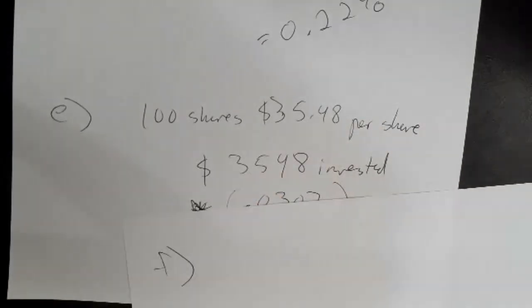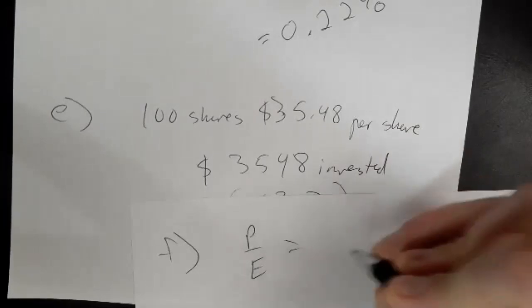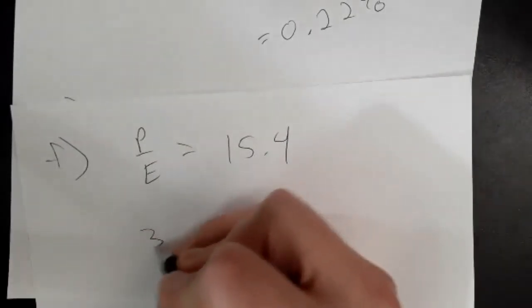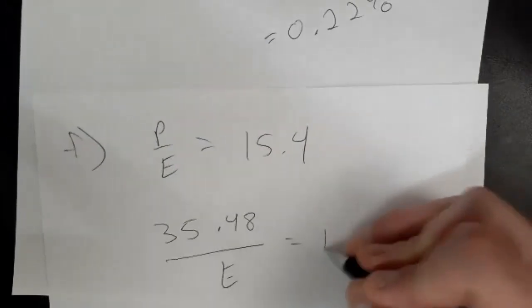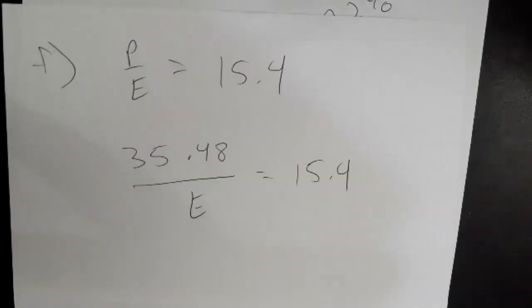108. F, they say, what were the earnings per share for Intel? We know the price to earning ratio. So they give us this number in a really weird sort of way. We know the price to earning is 15.4. That's coming from the table. The last price that we're pulling off of this thing is 35.48. So we know when our price divided by our earnings is going to be 15.4.